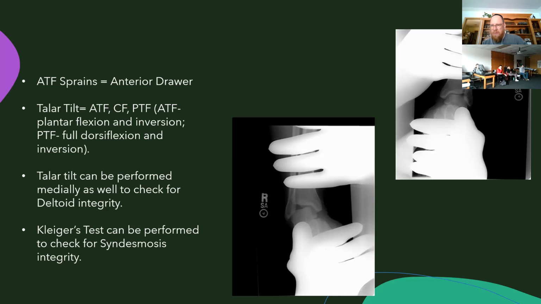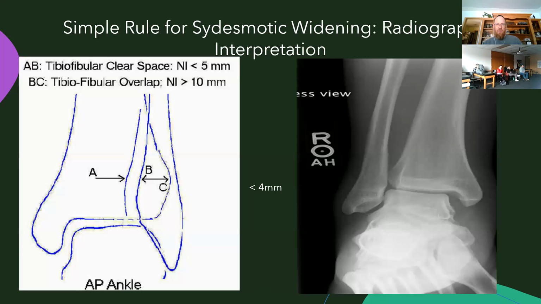However, what you can see on this X-ray is a little bit of widening of the medial clear space at the talocrural joint. Don't worry about that word. I'm going to explain exactly what I mean. So what are we talking about with these X-rays? Here's what I want you guys to know.